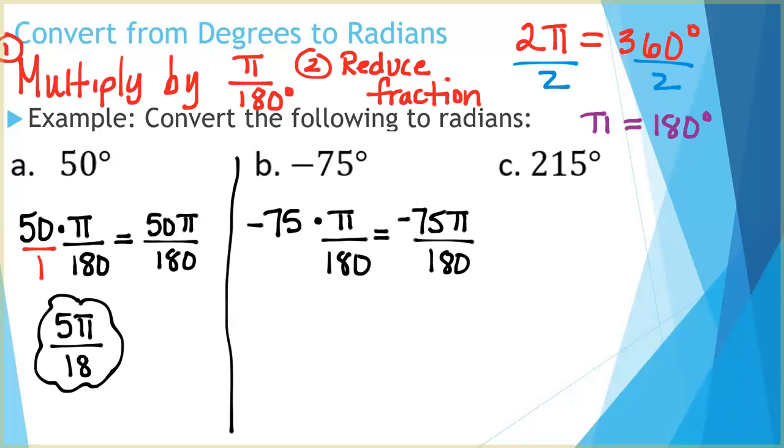So 75 divided by 5 is, I try not to use a calculator, even though that's probably not a good idea first thing in the morning. Okay, 15. So that would be negative 15 pi over 36. And that can be reduced again. So 15 and 36, what can I divide that by?